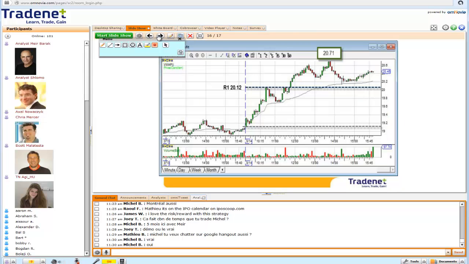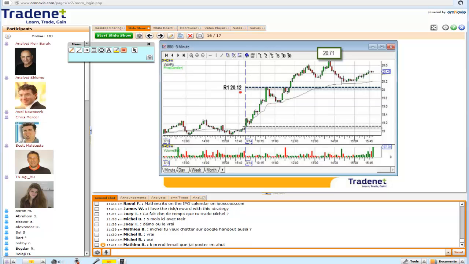Let's move on to another example on BBG 5 minutes. Here, on the opposite, we can see BBG going on an uptrend. This is a very, very nice uptrend. It's getting up to the R1 at 20.12. The R1 is one of the 9 levels that are part of the pivot point system, resistance and support system, which we are going to discuss in another webinar, as I said.